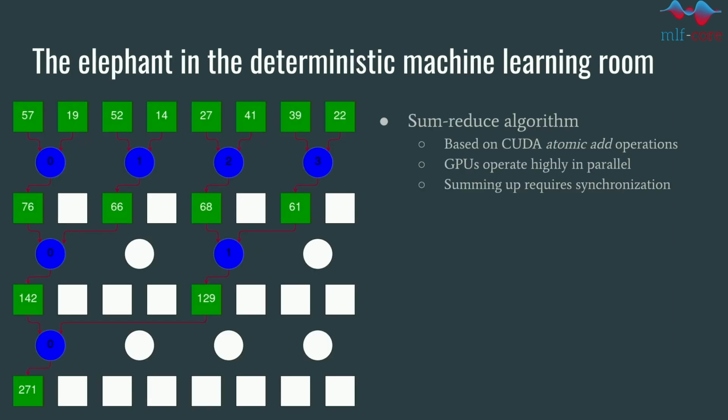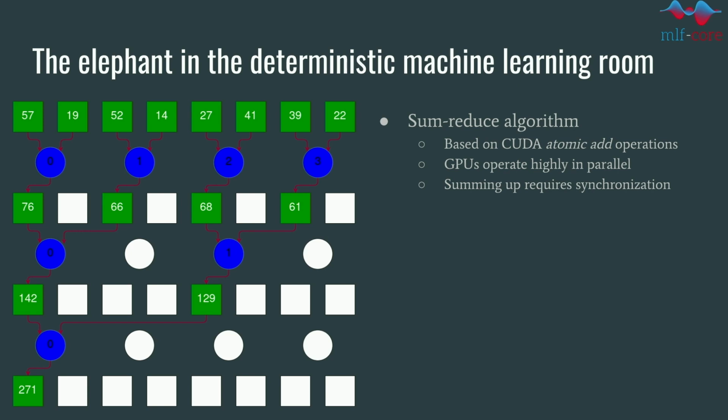So what could that actually look like? What you can see here on the slide on the left is a depiction of the so-called sum-reduce algorithm, which is based on CUDA, the underlying API that NVIDIA provides for its GPUs. If you focus on the left, starting at the very top, you're always just adding numbers in pairs. For example, you add the 57 and the 19 first, and you get 76. Then you add the 52 and the 14 and you get 66, and you just continue this.